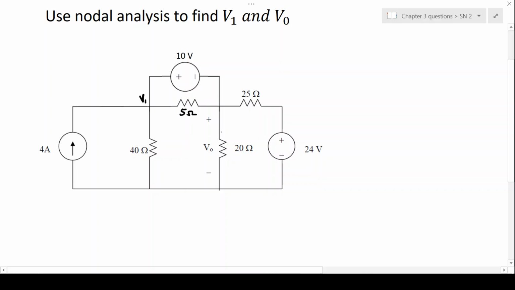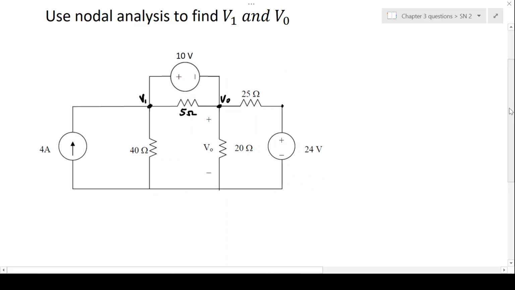So step one, again, we need to identify: do we have a supernode or not? We know that a supernode is when we have a voltage source that's connected between two non-reference nodes. The 24-volt source we can see is connected between this non-reference node and the ground node, which is a reference node. So this is not forming a supernode. But the 10-volt source is connected between V1 and this node, which we can call V0, which are both non-reference nodes. So therefore, yes, we do have a supernode.